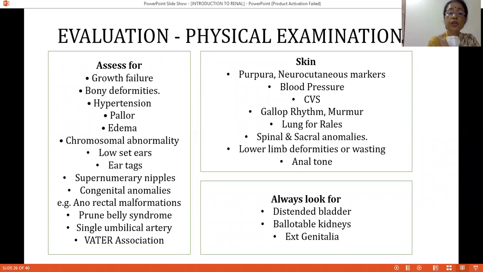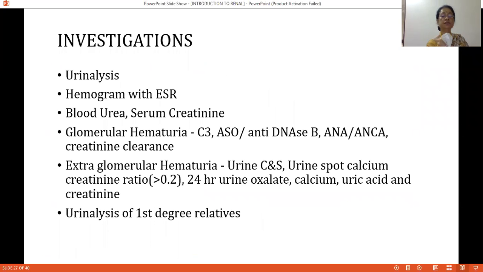Then always check the voiding reflex, that means voiding difficulty. Always check the spine, that means sacral anomalies, spinal anomaly, lower limb deformities. Then wasting, and always see the anal tone also. Always look for distended bladder, then palpable kidney and external genitalia.